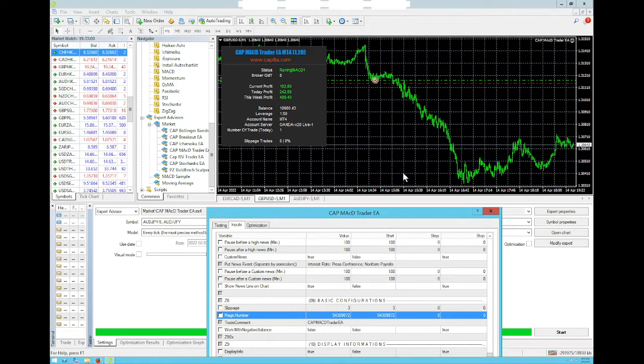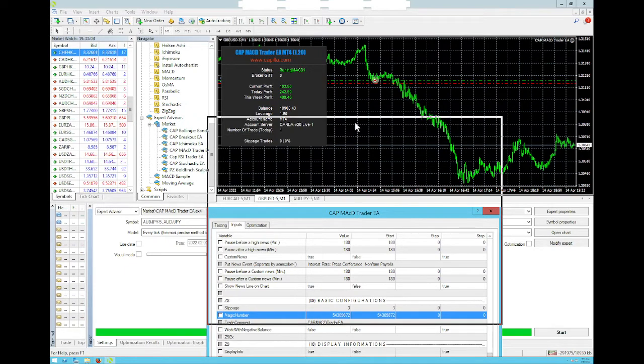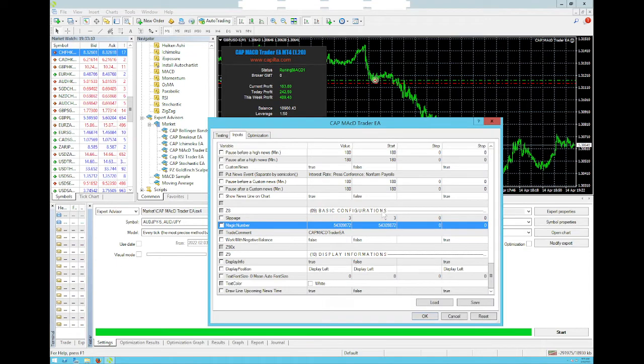You don't want that. For every pair you open, you want a different magic number, and usually I just change the last number on there, just to not keep it complicated. Keep it simple. So remember, change the magic number for every pair that you have this EA working on.